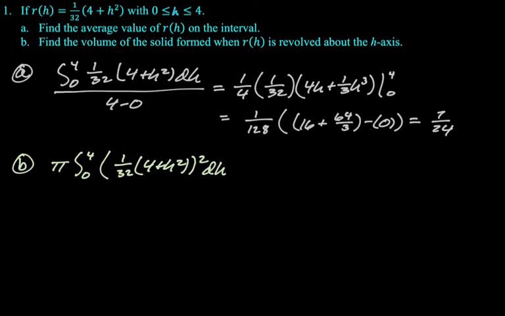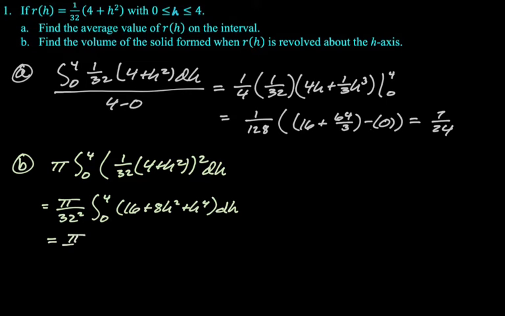Okay, so we got to square this thing. I'm not looking to square 32 in this video, so I'm just going to say it's pi over 32 squared. And then I have to expand this. It's the only way I'm going to be able to integrate it. So 16 plus 8H squared plus H to the 4th. We're going to reverse the power rule and fundamental theorem this thing. So pi over 32 squared. There's a lot of simplifying you can do, but it'll be 16H plus 8/3 H cubed plus 1/5 H to the 5th. We're going to plug in 4.